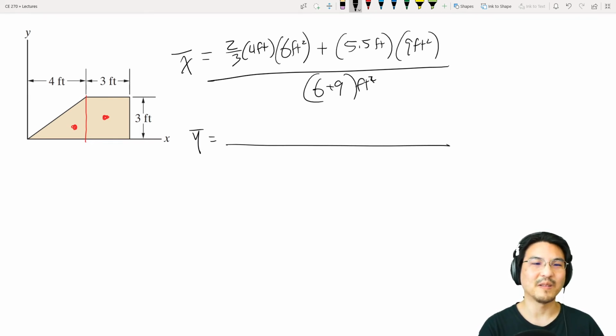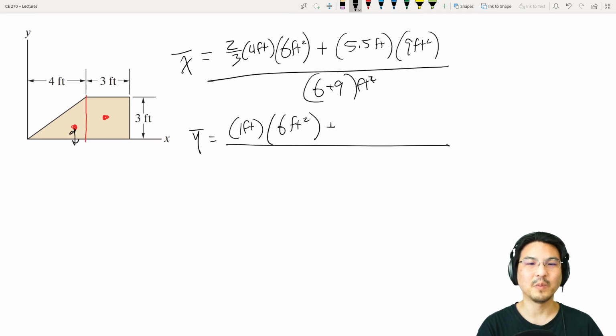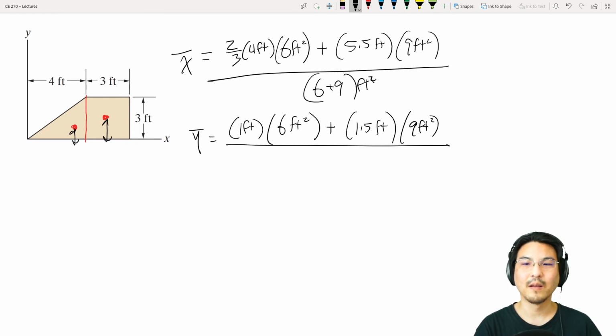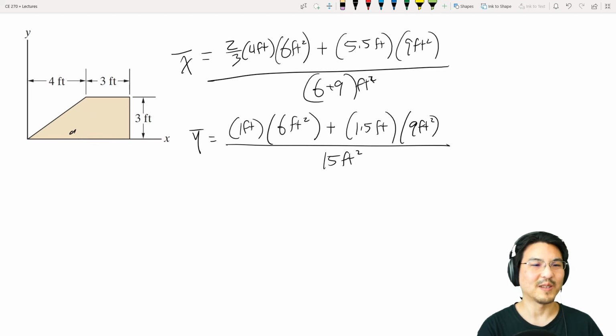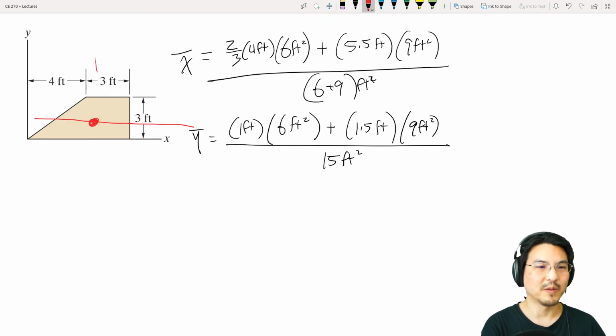For the y component, here to here, so that's 1/3 of the way up, times the area of the triangle, plus here to here, the centroid for the square, 1.5, times the area of the square, divided by the total area. Okay, so we got the coordinates of the centroid for this composite object. Let's say it's somewhere over here. What's the moment of inertia? Let's say about x prime, y prime.